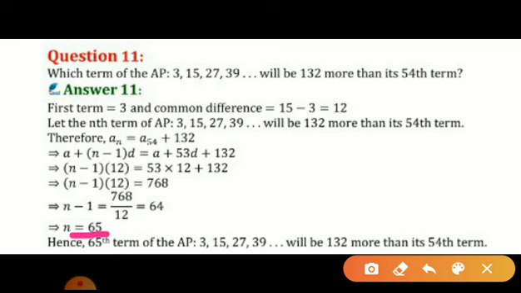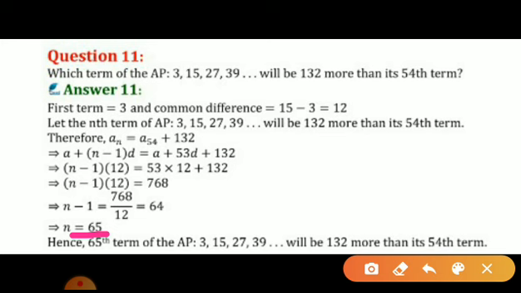Value of n, not value of d. The value of n you will be getting as 65. That means your 65th term will be 132 more than its 54th term.